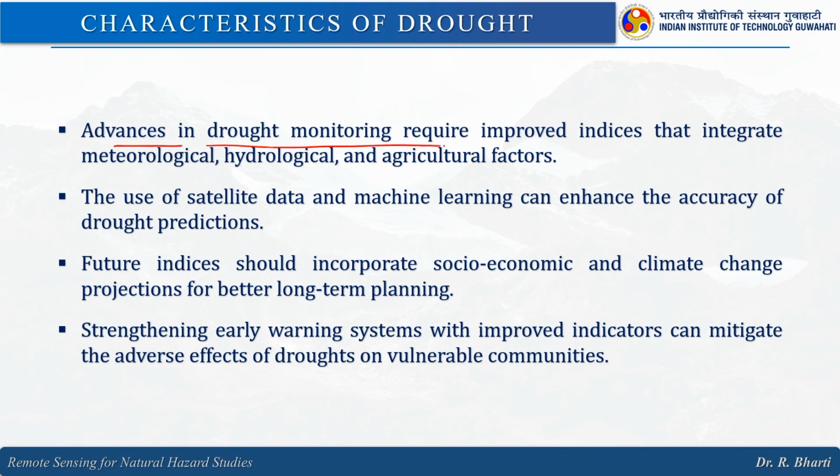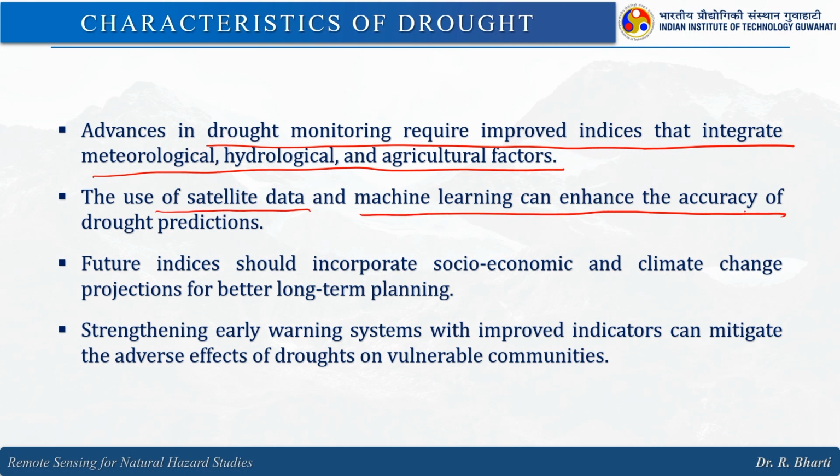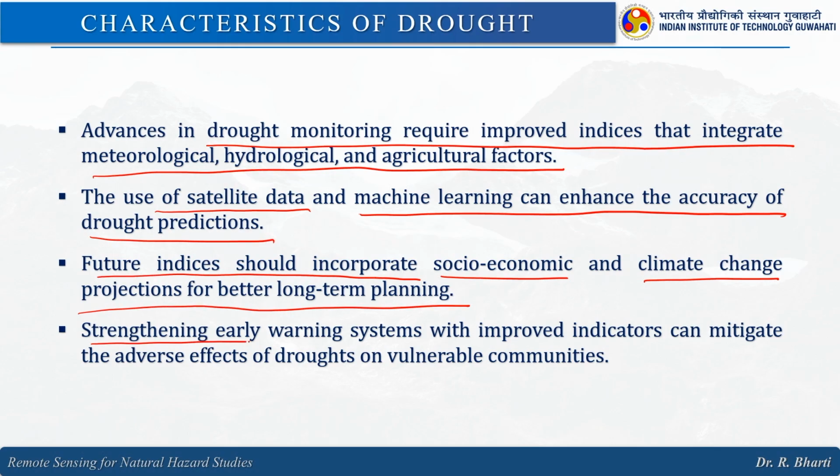Advances in drought monitoring require improved indices that integrate meteorological, hydrological and agricultural factors. The use of satellite data and machine learning can enhance the accuracy of drought prediction. Future indices should incorporate socioeconomic and climate change projections for better long-term planning. Strengthening early warning systems with improved indicators can mitigate the adverse effect of drought on vulnerable communities. So, if a particular community is more vulnerable to this drought, then the government has to focus on them only.